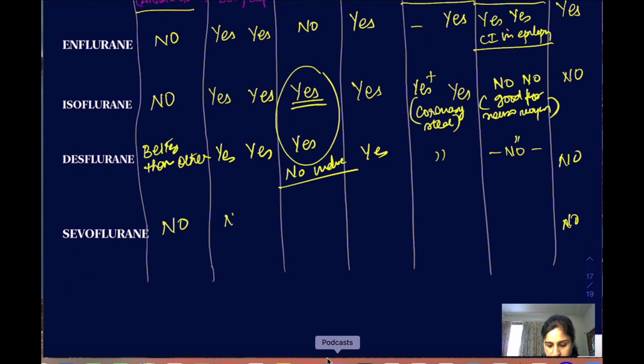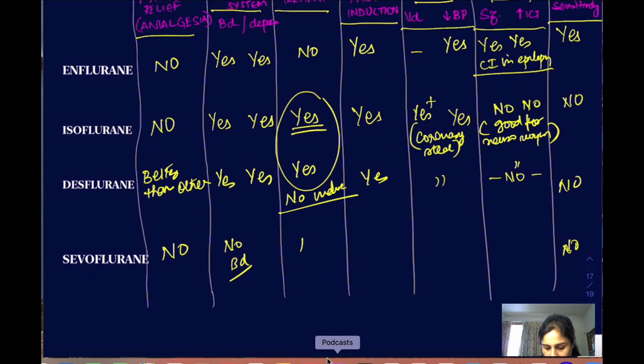Now, sevoflurane, again, it is not an analgesic. There is no bronchodilation at all. So yes, respiratory depression, but no bronchodilation. This is another drug which is not an irritant, so it is quite good for induction. And this is preferred in children. It's very smooth, pleasant smelling, and has no irritancy, so it is preferred in children. It is a very, very fast inducing agent. Within 2 to 3 minutes, it can cause induction.